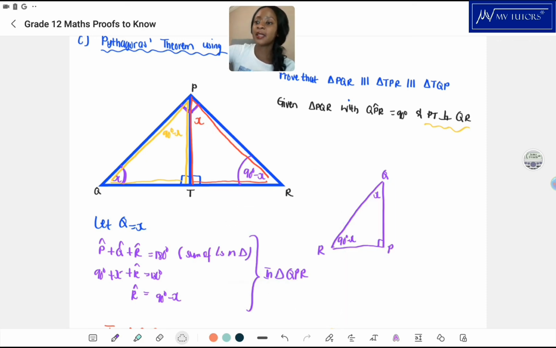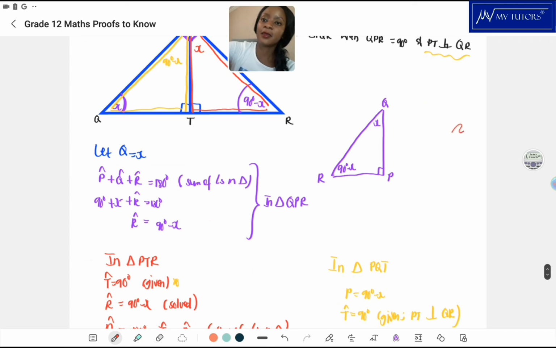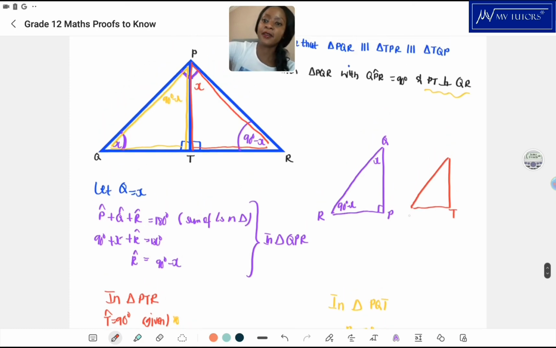Now we have the smaller triangle, which will be red. I'm going to put it on the side there. I'm also going to put it like that. So I have T, right? I have R, and then I have P. So I know that P is X, T is the right angle, and then R is 90 minus X.